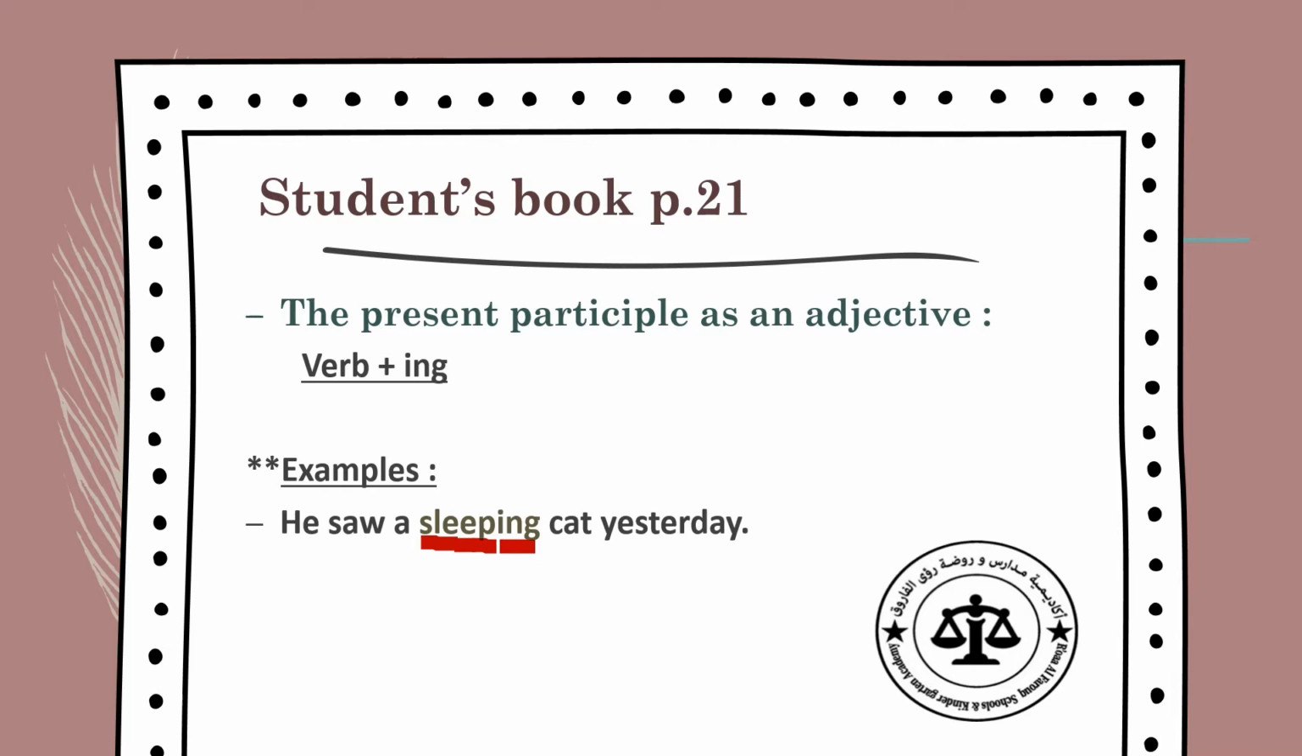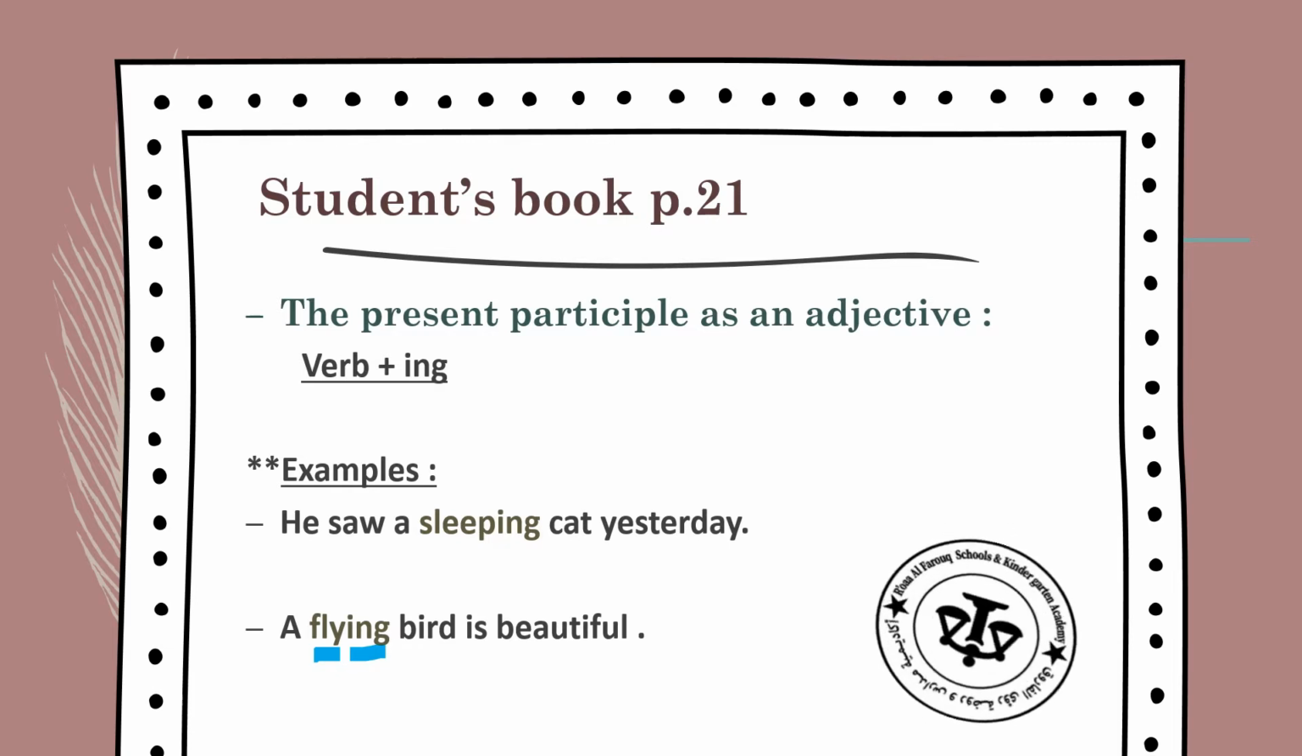Look at the second example. A flying bird is beautiful. A flying bird. Fly with ing becomes adjective. This is the present participle which is used as an adjective, and this adjective modifies the noun bird. We describe the bird. A flying bird is beautiful.